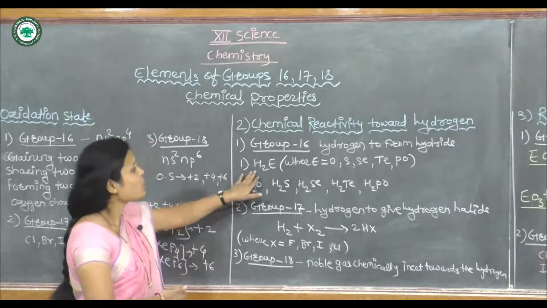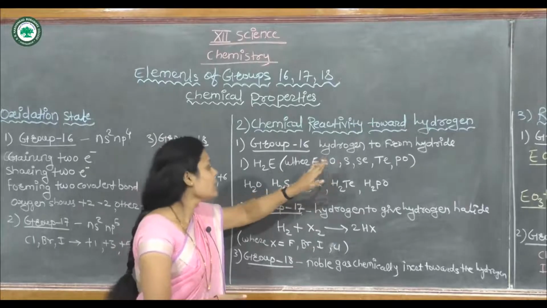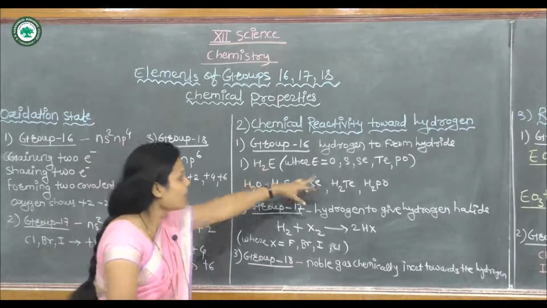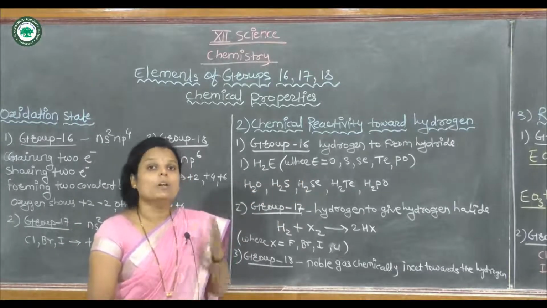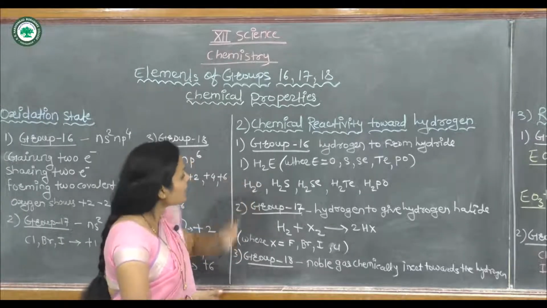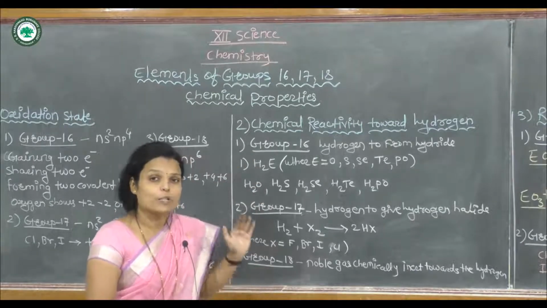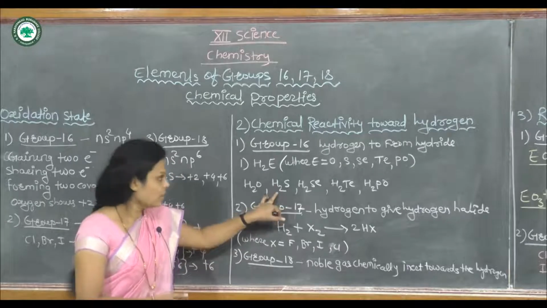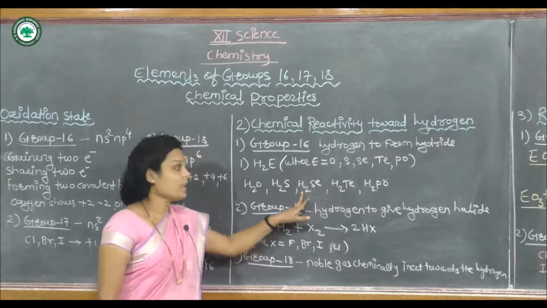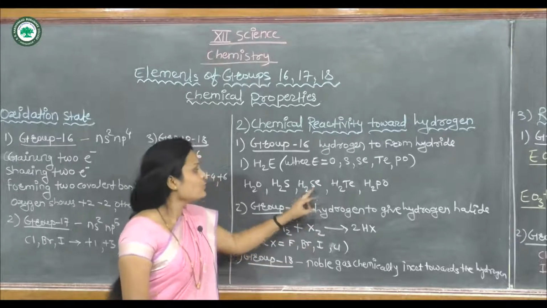Now the hydrogen molecules react with those group 16 elements. First we consider the oxygen molecule, and we know that H2 reacts with oxygen and then forms a water molecule, H2O. Similarly, H2 reacts with sulfur and then forms H2S gas. Then H2 also reacts with selenium and forms H2Se.